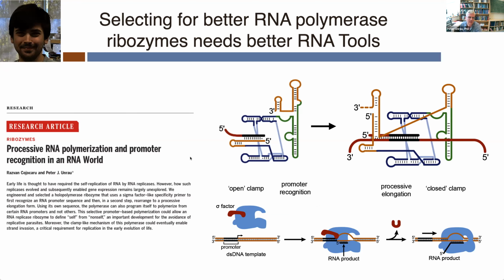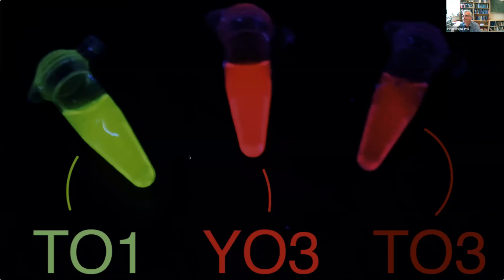And one of the tools that I'm going to talk about today is RNA Mango, which is a high affinity fluorogenic aptamer. All right, so this is what it looks like when you have the fluorogen mixed with an RNA Mango aptamer, and we have 3 different color classes here: teal1, YO3, and teal3.